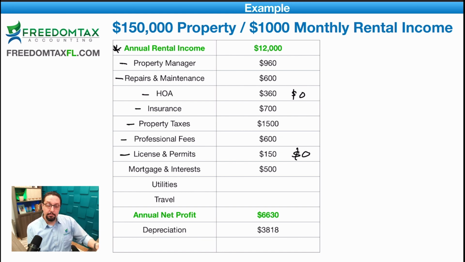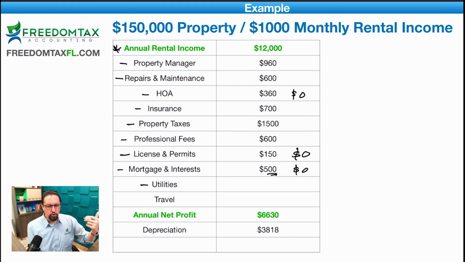Now, if you buy your rental property with a mortgage, then you can deduct the mortgage principal and the interest. Okay? And this is usually the mortgage and interest for a property that you buy for $150,000. Now, if you pay for your property in cash and you don't have a mortgage, then that's another thing that's zero. You can also deduct your utilities, meaning the energy, the power, the electricity, the water.